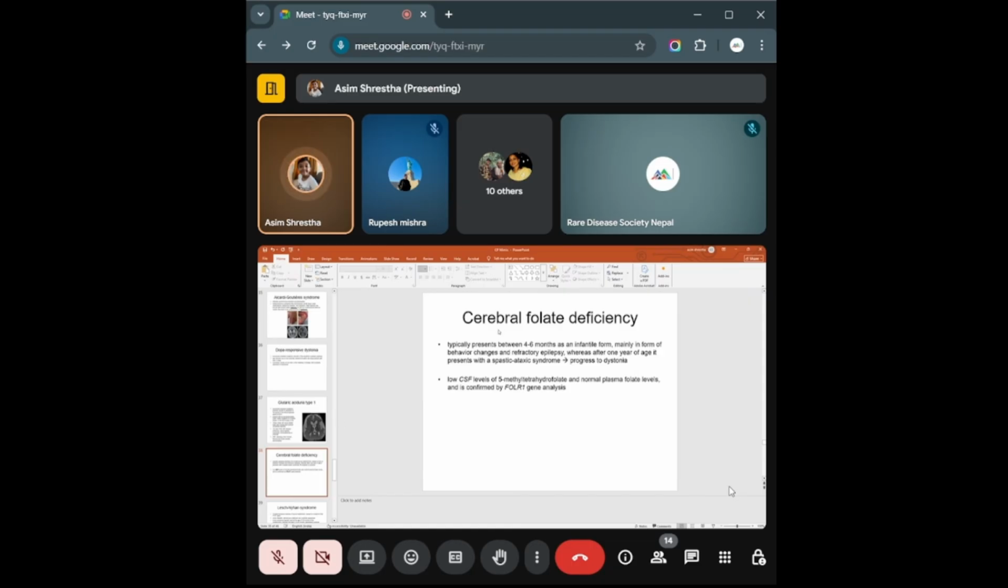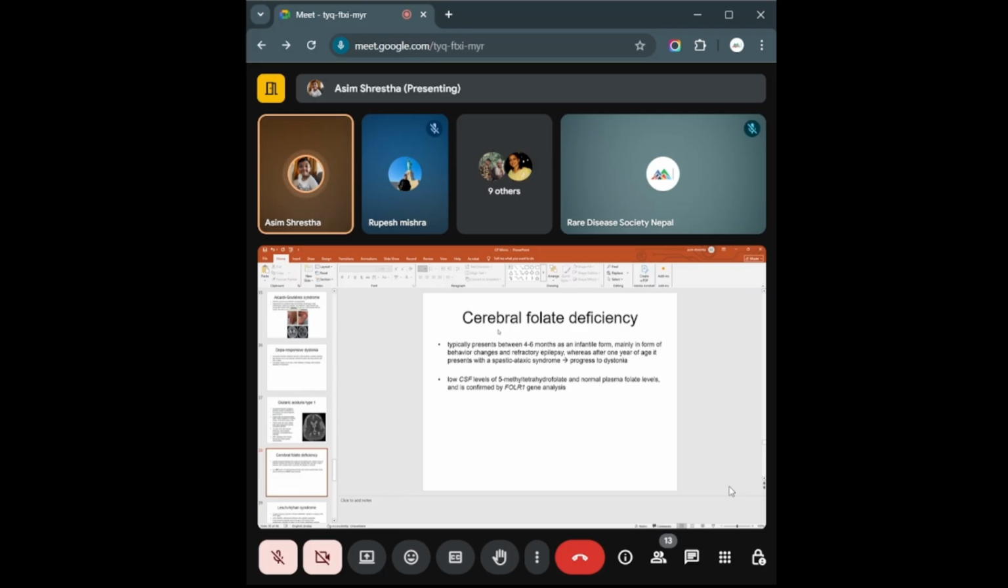Cerebral folate deficiency typically presents between 4 to 6 months as the infantile form, mainly in the form of behavior changes or refractory epilepsy, whereas after 1 year of age, it presents with spastic and ataxic syndrome, and then the child gradually progresses to dystonia. They have developmental delay. They have spastic ataxic kind of movements eventually, that then progress to dystonia, and they have autistic features as well. And in this condition, what we do is we send the CSF for the levels of 5-methyltetrahydrofolate.